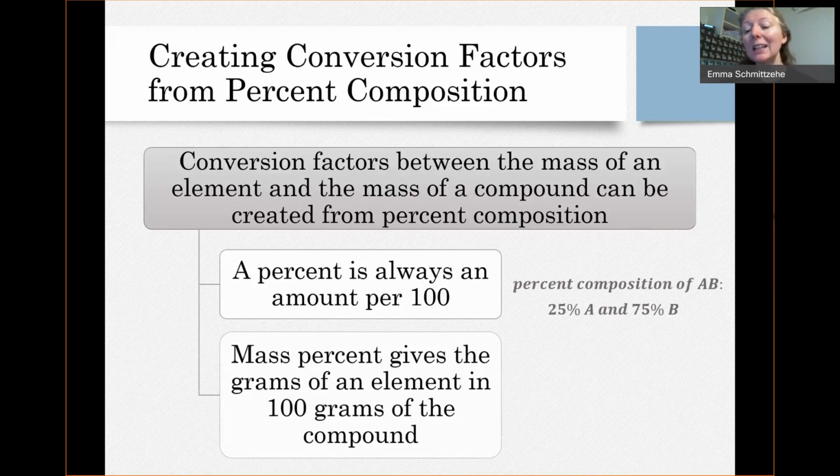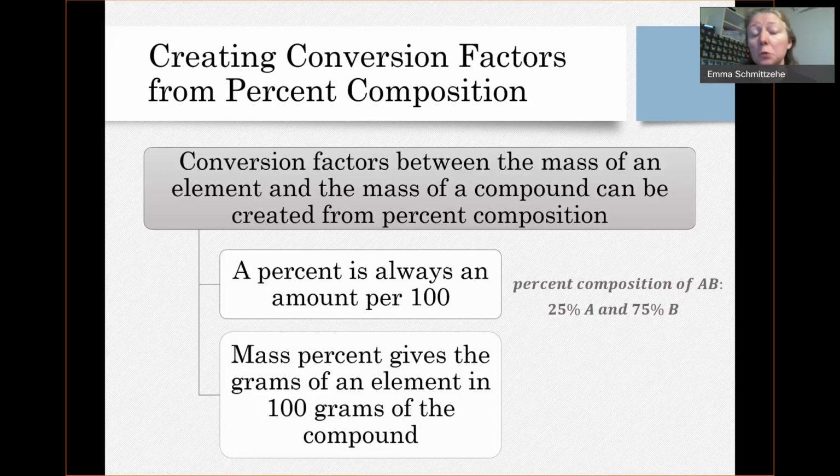Okay, so let's say, for instance, I give you an example over here. If we have a percent composition of compound AB, okay, so just some generic compound. I have compound AB, and I tell you that it's 25% A and it's 75% B, okay? And if I don't tell you otherwise, those percentages are mass percentages, okay? That's what we're talking about.